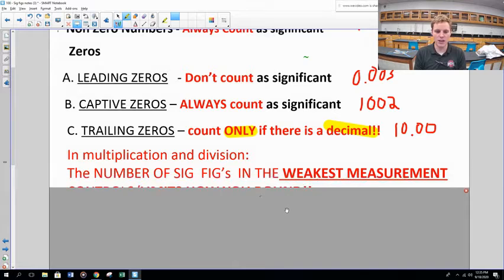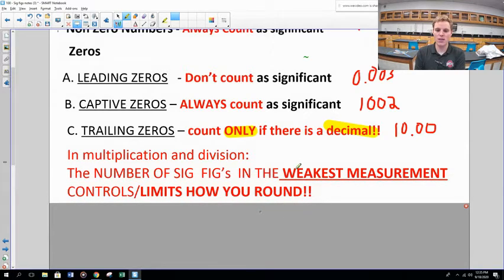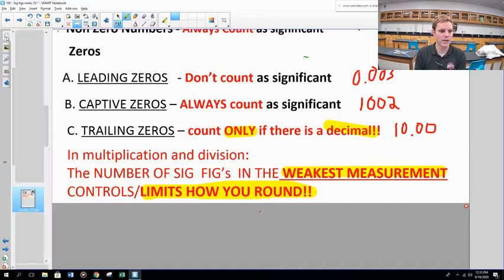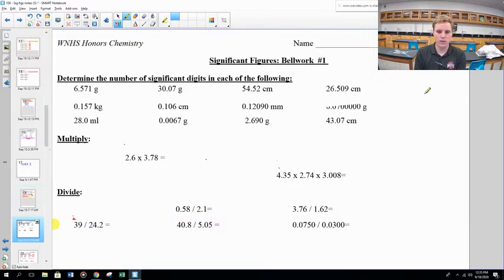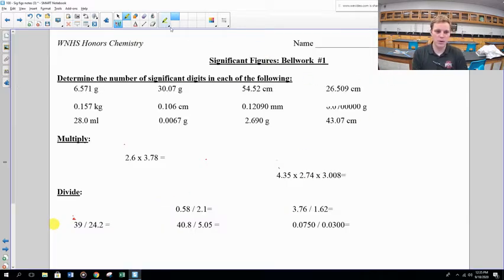And then we looked into multiplication and division. In multiplication and division, the number of SigFigs in the weakest measurement controls how you limit or round, okay? I'm going to do several example problems of that right now. So if we're dealing with some multiplication and division, let's do a couple of problems here. This second problem right here, 4.35 times 2.74 times 3.008.